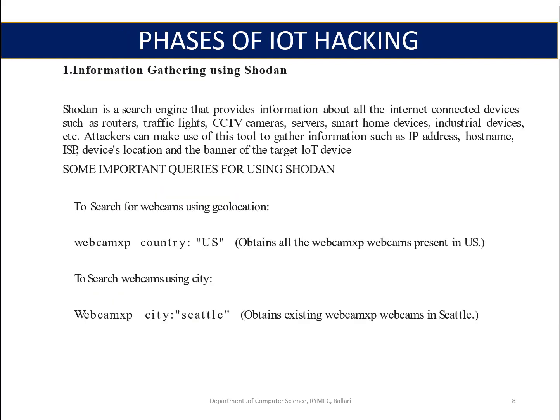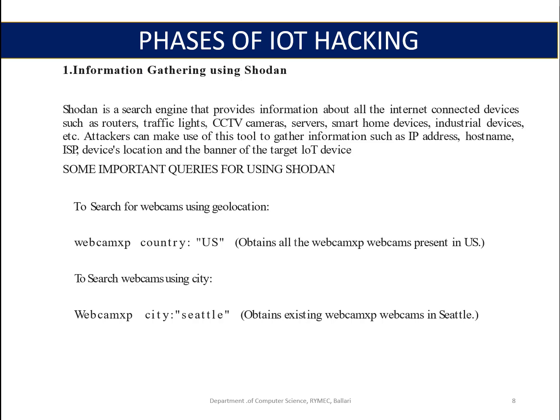A hacker uses the Shodan search engine to gather information on internet-connected IoT devices such as routers, traffic lights, CCTVs, cameras, sensors, and smart home devices. So what is Shodan? Shodan is a search engine similar to Google. In Google, we cannot search for internet-connected devices, but in Shodan, we can. Shodan is not free for all users. It is a paid version, so you need to buy it to use it.